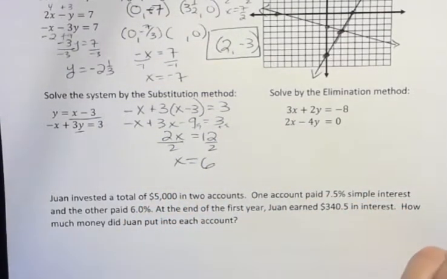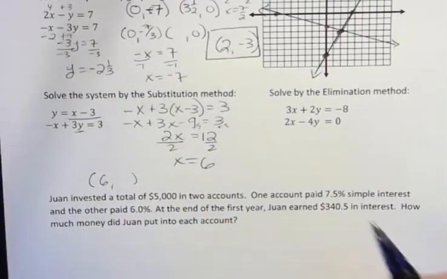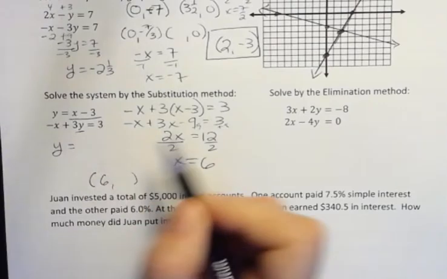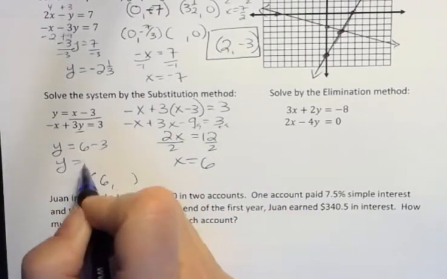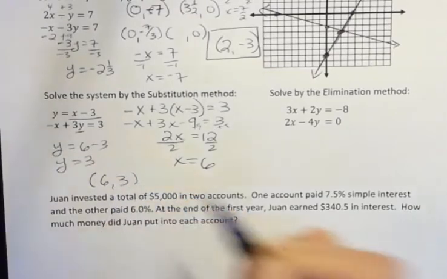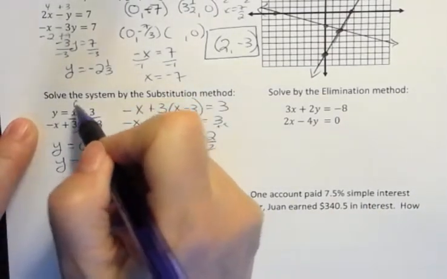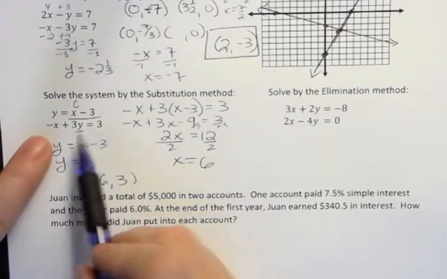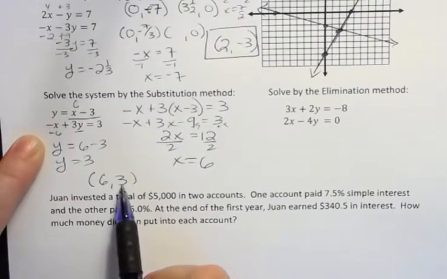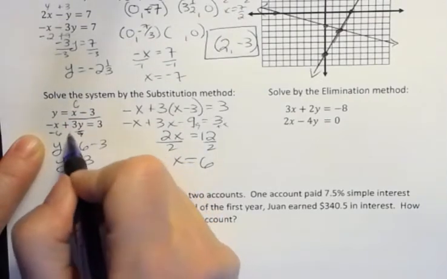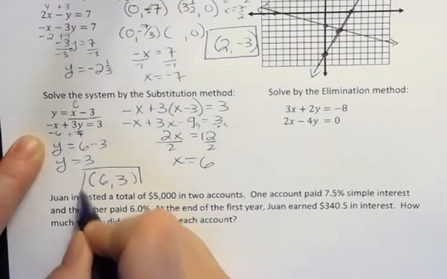Remember, that's not the final answer. Our final answer should have a y value as well. So we go back to here and say, if x was 6, then y is 6 minus 3, or 3. Again, I can check that very easily. If x is 6, 6 minus 3 is 3. Yep. And over here, if x is 6, I get negative 6, and 3 times 3 is 9. Negative 6 plus 9 is 3. The check is very quick and easy.